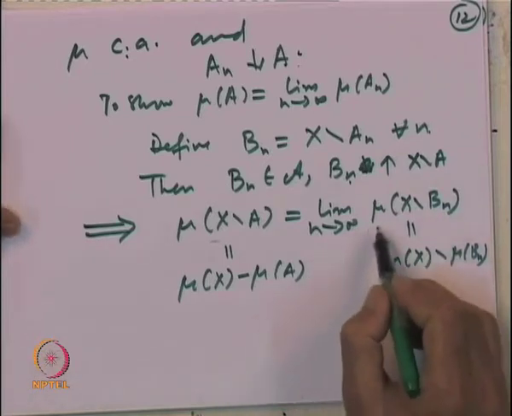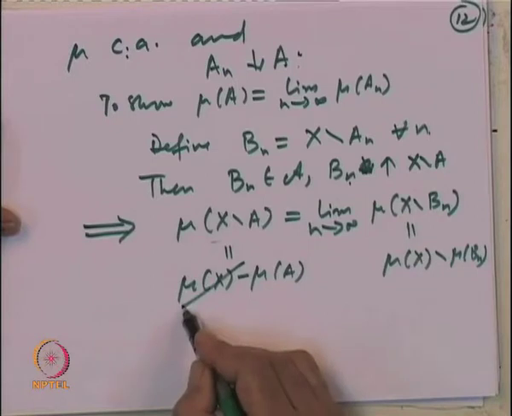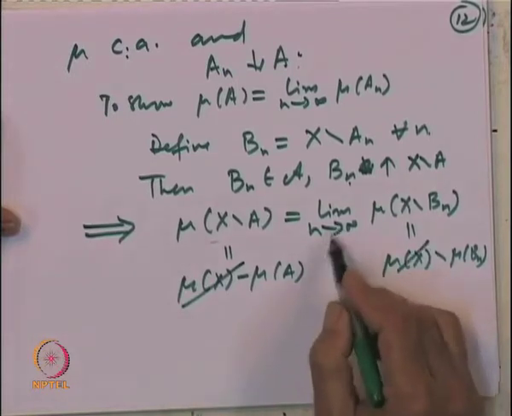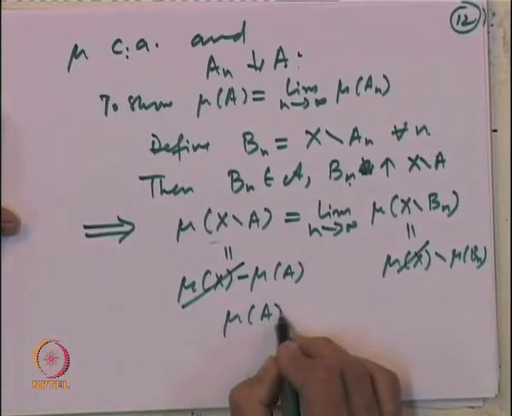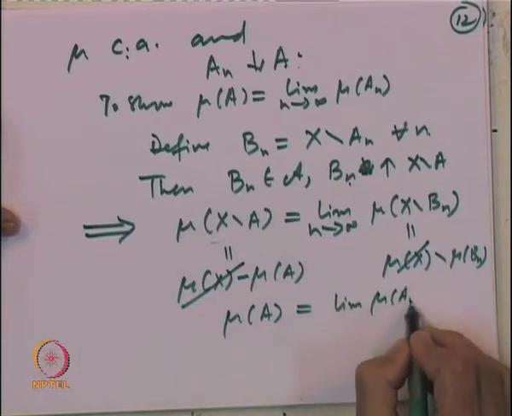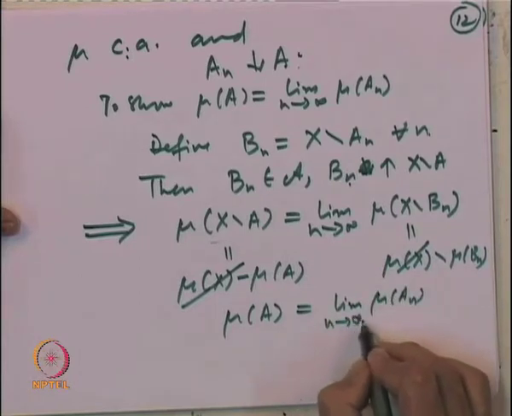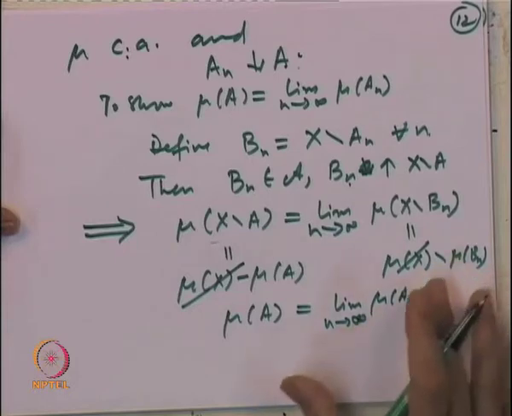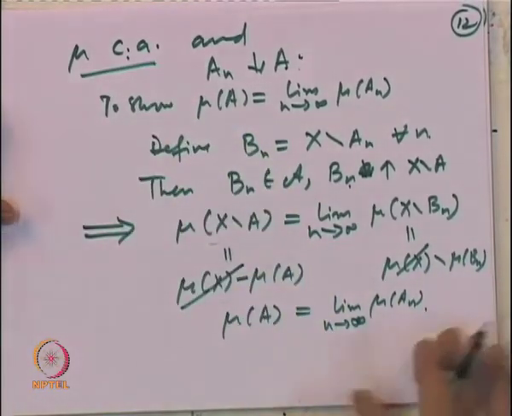So, this is equal to the limit of this. Now the X cancels with the negative sign. So, mu of A is equal to the limit of mu of A n's as n goes to infinity. So, this is countable additivity implies this. Now the other way around.